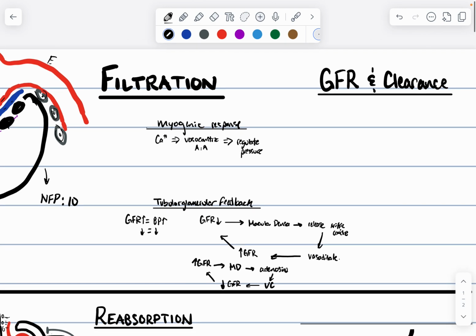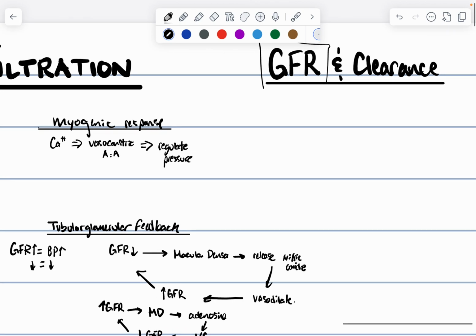And GFR is, like we talked about, glomerular filtration resistance. So is it more resistant to filtration, less pressure, less resistant, more resistant to filtration? That didn't sound right, but that is it.